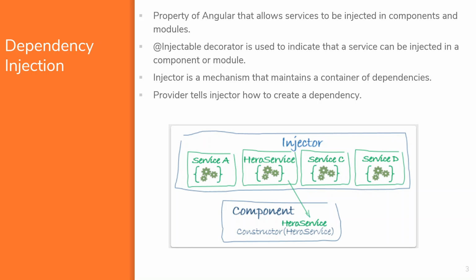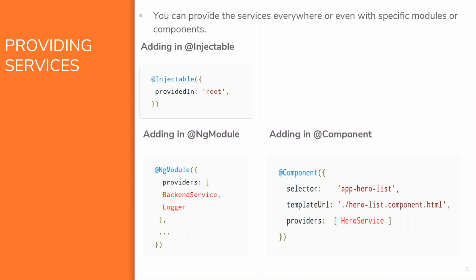And then the injector is a mechanism that runs in the background, and that is responsible for injecting services whenever a component is rendered. And provider is a keyword that we use to add a service as a dependency in either a component or a module. So these are the terms that we have to be clear about for services and dependency injection.